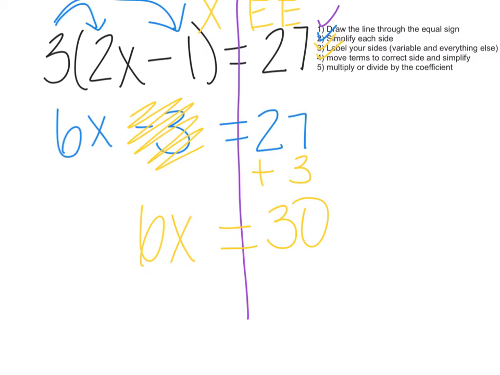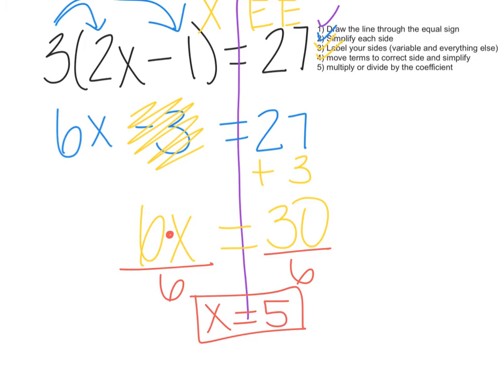So now I'm going to finish up with step 5, which I need to get rid of this 6 that is here in front of the x. I need to get x completely by itself. So to do that, remember 6 and x are multiplied. And to undo multiplication, the opposite of multiplication is to divide. So I'm going to divide both sides by 6, and I end up with x equals 5. And that would be my final answer to the problem.